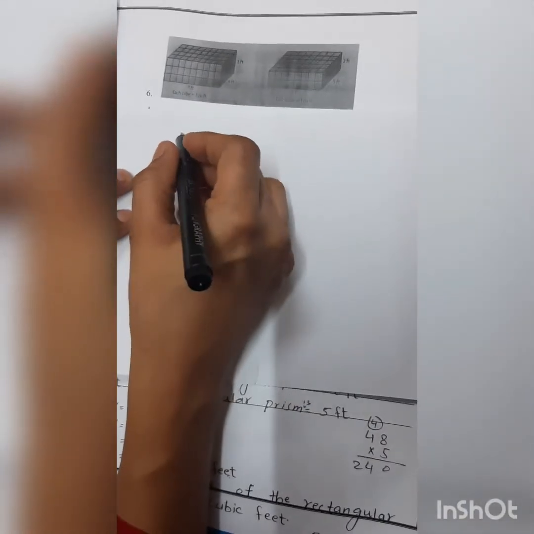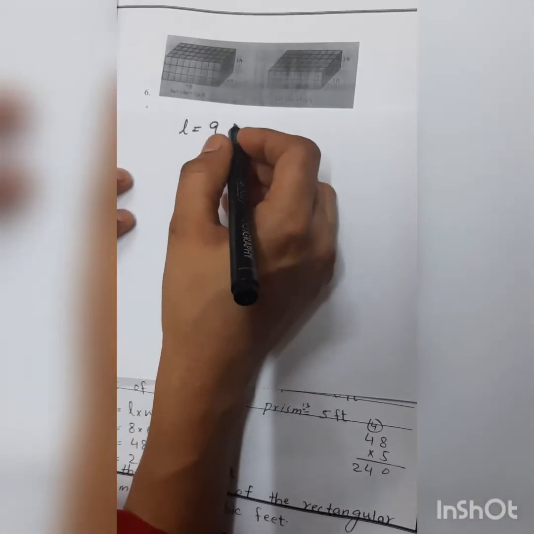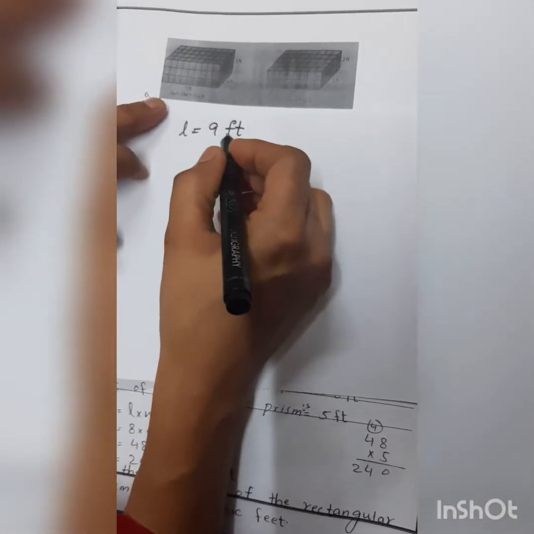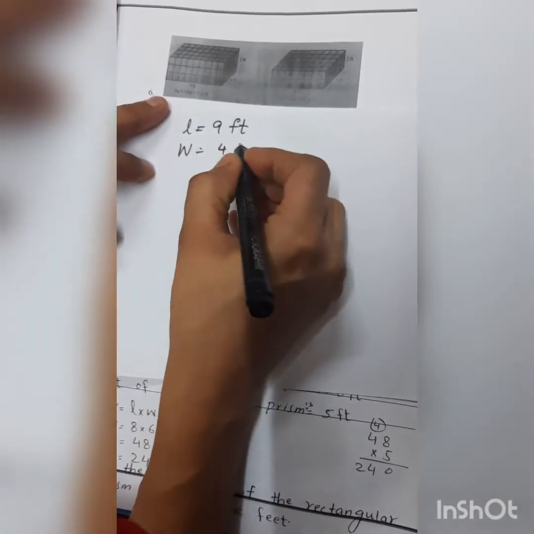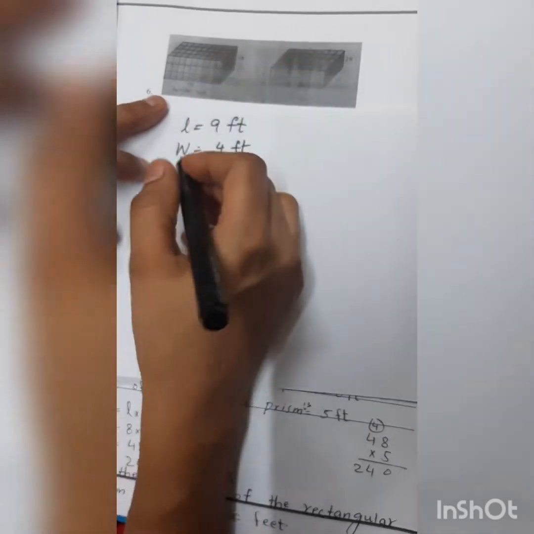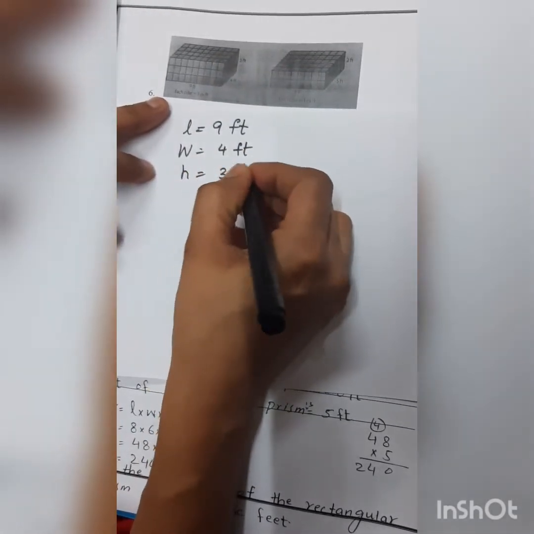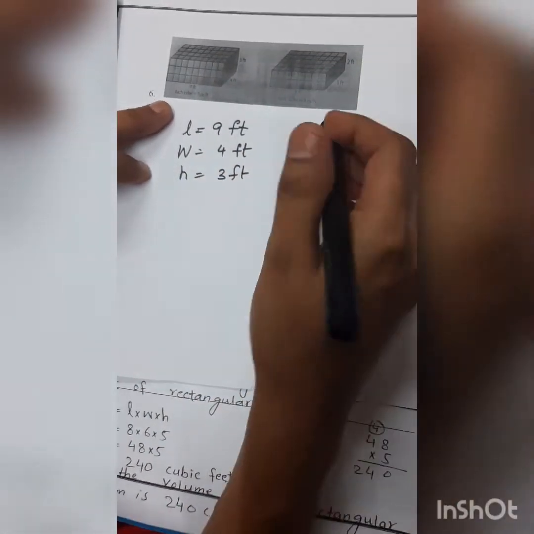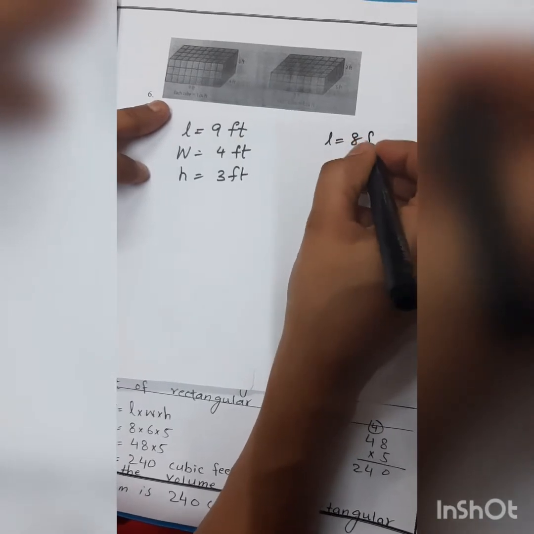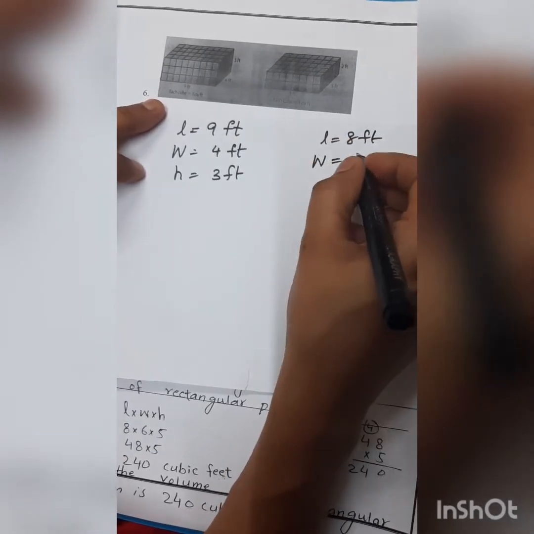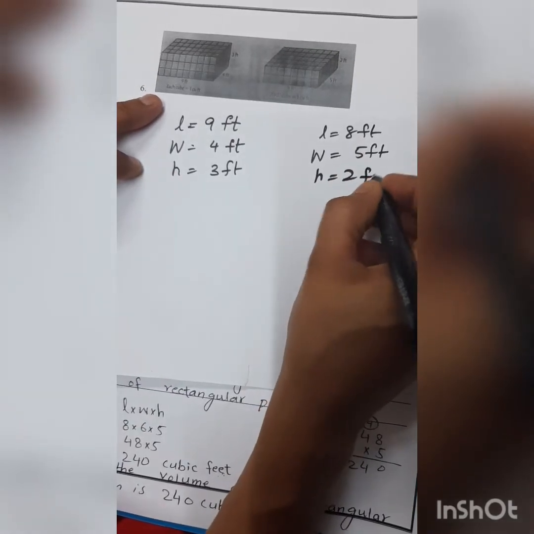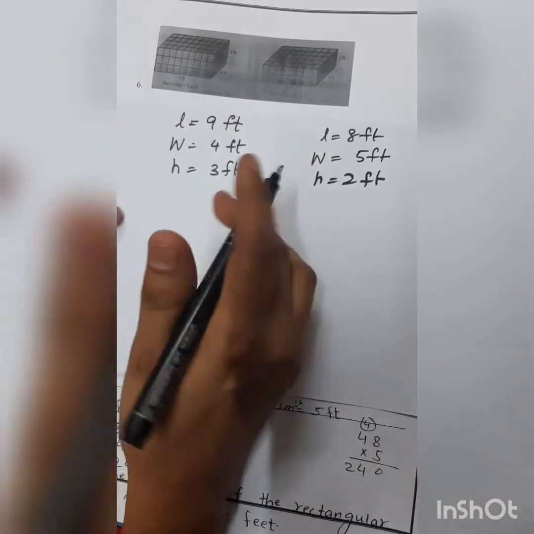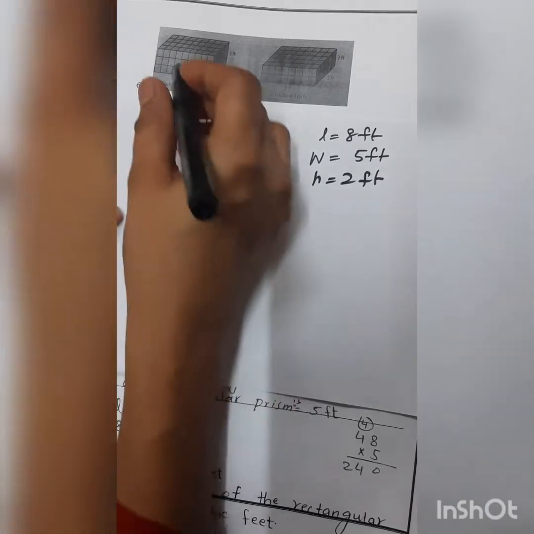Now again here we learn to find the length as 9 feet. They have given it in feet, and the width is given as 4 feet and the height has been given as 3 feet. Now for this figure, the length has been given as 8 feet, the width as 5 feet, and the height as 2 feet. Now we need to find the volume of this figure.